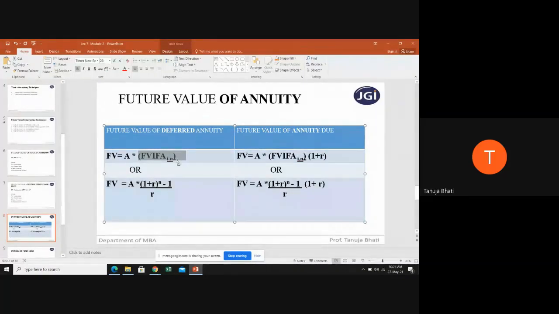How do you find this in the table? By using I and N. I is the rate of interest given in the problem, N is the number of years given in the problem. The rate of interest in the table will always be given horizontally, and the number of years vertically. Just plot it in the table, and whatever amount digit you find will be your future value annuity factor. You just multiply it with the cash flow.